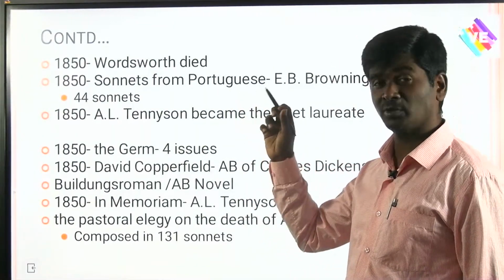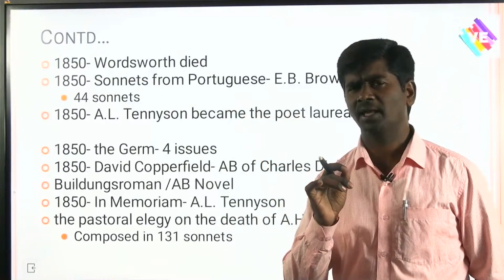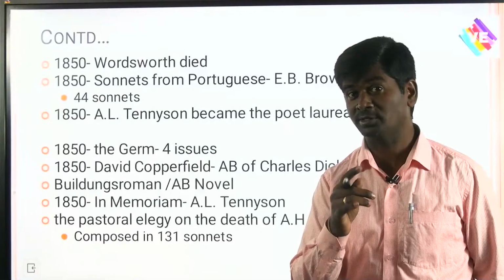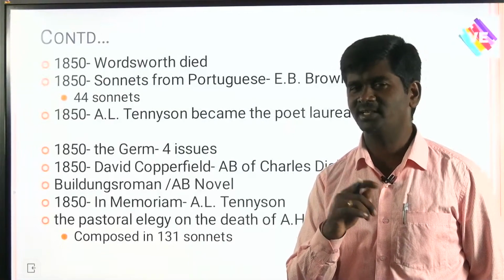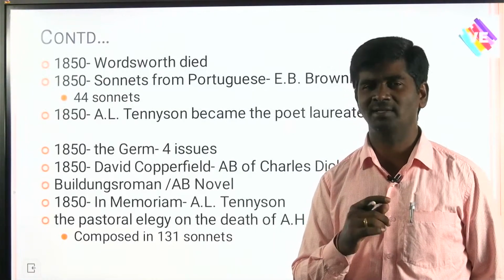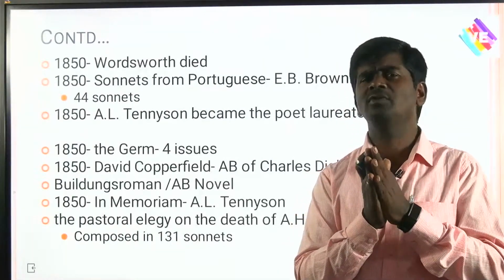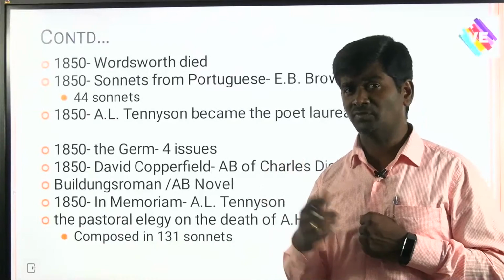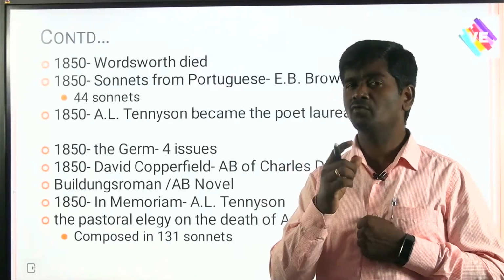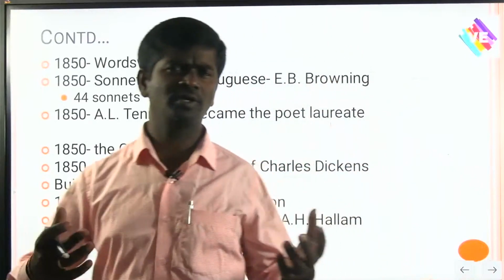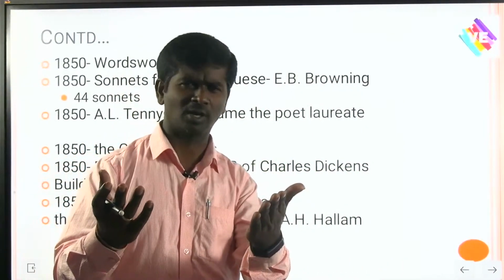And 1850, Sonnets from the Portuguese. It's a collection of 44 important sonnets. Friends, as I told you, what is a sonnet? Sonnet cycle, sonnet sequence. This is an example of a sonnet cycle or sequence, which means a collection of three or more sonnets. Sonnets from the Portuguese includes 44 sonnets, my friends. All these are love songs, her love towards her beloved Robert Browning.